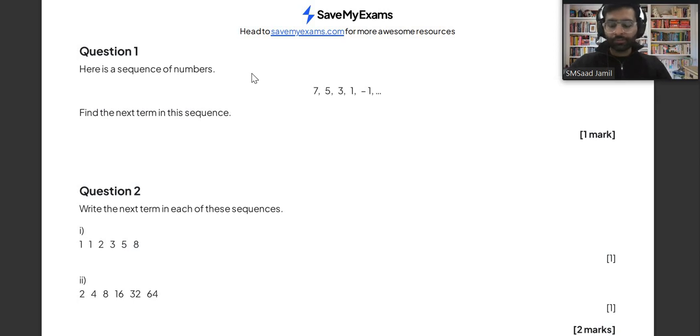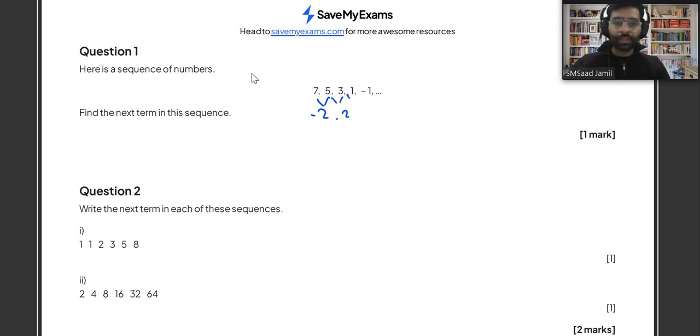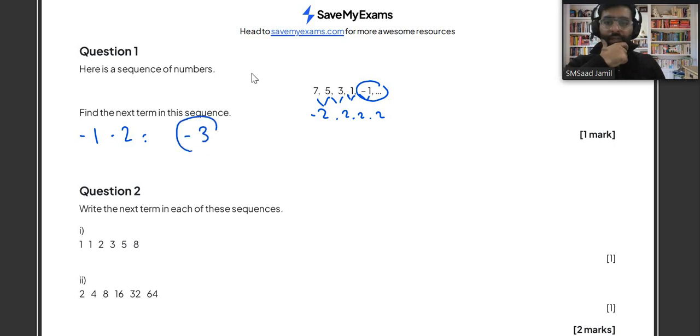So if you look at the first question, it says, here is the sequence of numbers, find the next term. The first number is 7, the next number is 5, after that we have the number 3, then 1 and then minus 1. Alright. So if you look at it, the numbers are decreasing by how much? Each number has a difference of minus 2. So it means the last number, which is minus 1, we will do minus 1, minus 2. So the next term would be minus 3. Any confusion, guys? No. Nope.